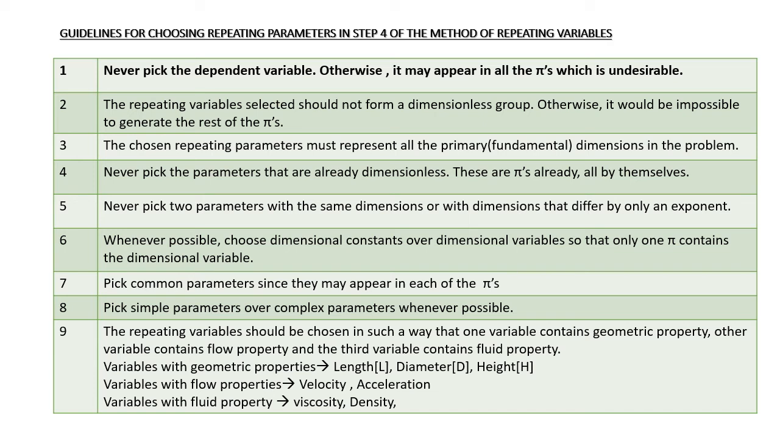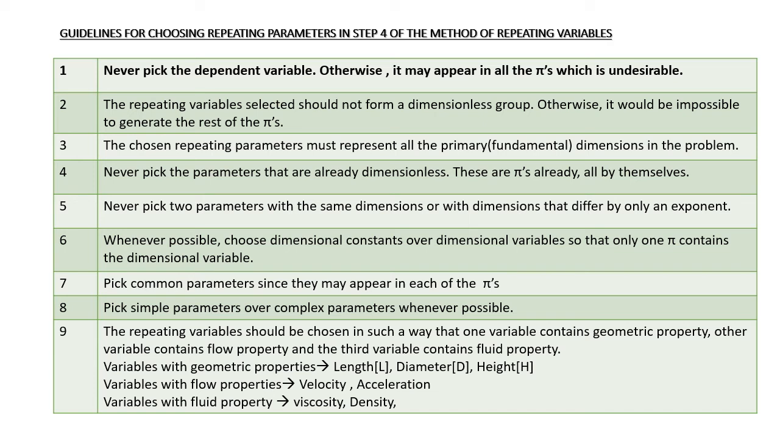The sixth rule is whenever possible, choose dimensional constants over dimensional variables so that only one pi contains the dimensional variable. Wherever possible in the problem, try to choose dimensional constants, not dimensional variables. One which varies, don't prefer that. One which is constant, you prefer that. Like in our first problem, the dimensional variables were z and t, whereas the dimensional constants were z0 and v0. Prefer z0 and v0 as repeating variables over z and t.